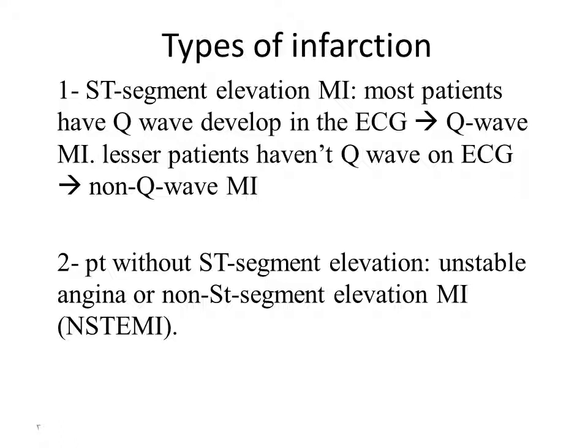The types of infarction based on the ECG changes: the ST segment elevation MI, characterized by the presence of ST elevation and Q wave, which is a permanent Q wave on the ECG. The second type is non-ST elevation, non-STEMI, characterized by no ST elevation, no Q wave, but the appearance of ST depression.